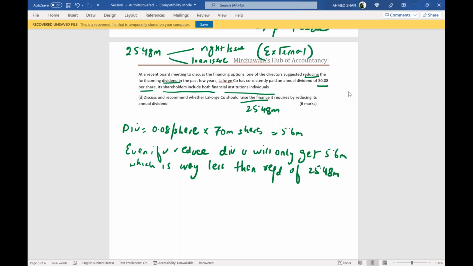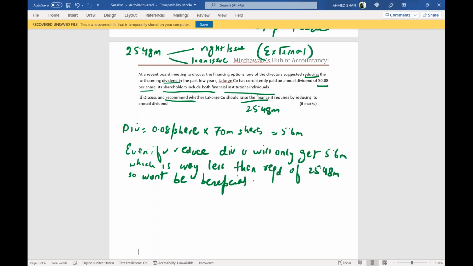You see, the question is saying discuss and recommend whether Laforge should raise the finance by reducing dividend. So even if we recommend this option, that okay, raise the finance by reducing dividend, if you reduce your dividend of 0.08 per share, you have 70 million shares, you will just get 5.6 million, way less than 25.48. So it won't be that beneficial.